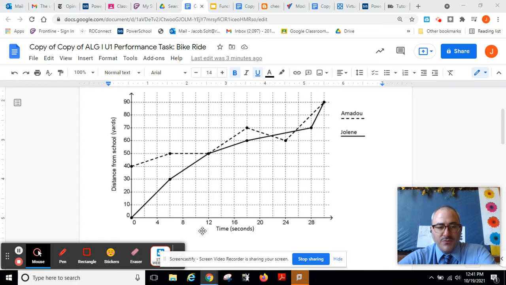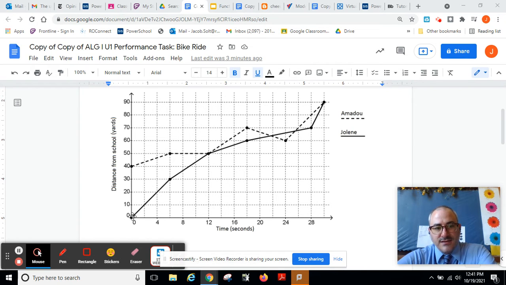What about Amadou? Can you tell me what Amadou's distance from school was when they first began, when time is 0? All right, well, there's time in seconds, right? There's time at 0. So we need to go up to where Amadou's at. Amadou is at 40. 40 what? 40 yards from school. All right. So Jolene starts at school. Her distance is 0. If your distance from something is 0, that means you're there. Amadou starts 40 yards away from the school.